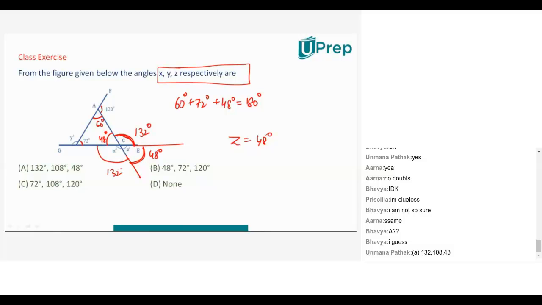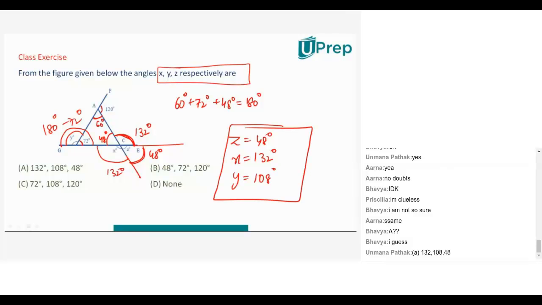The question used the concept of vertically opposite angles. It used the concept of exterior angles. It used the concept of linear pair. It used the concept that the sum of angles in a triangle adds up to 180 degrees. Multiple concepts. Yes, Bhavya, you're right. Great. But you said you guessed. You need to be sure. Is everyone clear with this? Can we end today's session?